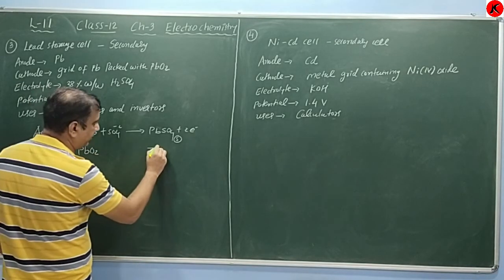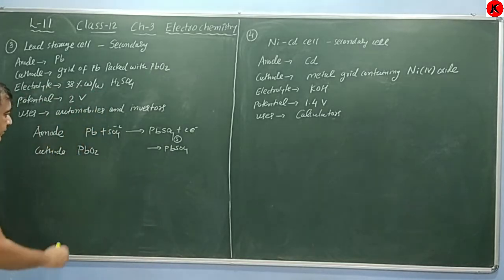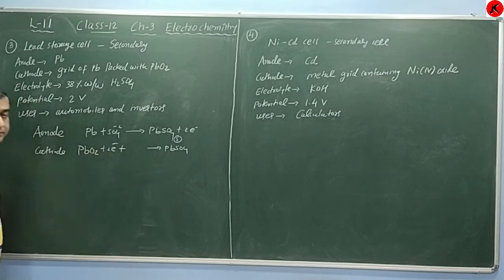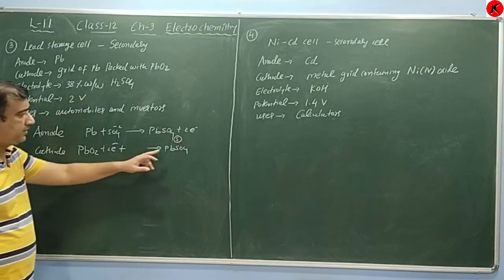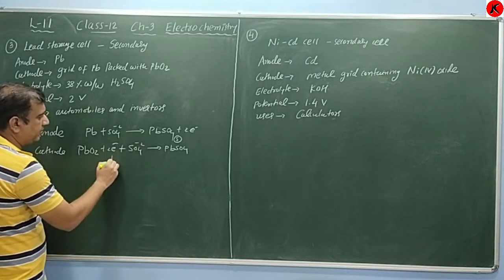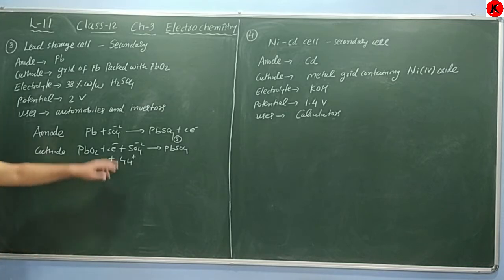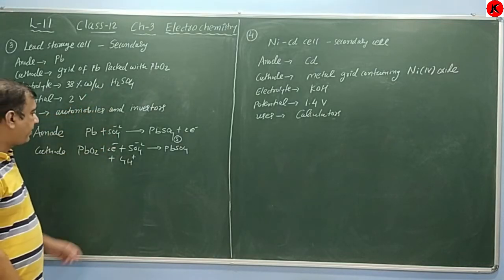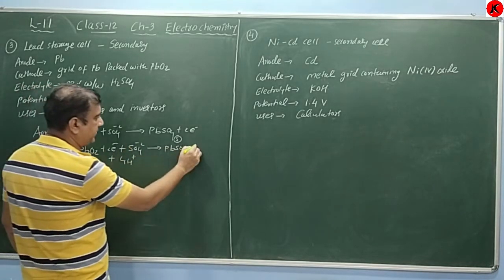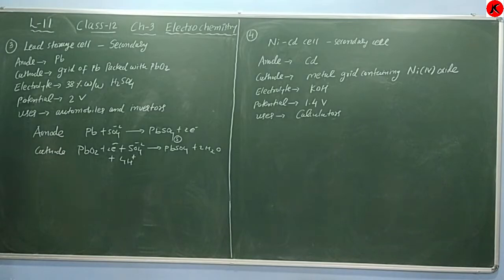Now at the cathode, PbO2 is there. PbO2 is also converted into PbSO4. This is a reduction reaction, that means the addition of electrons. For balancing purposes, SO4 minus 2 is there, again minus 4 charge, so H+ is added from the electrolyte. Here oxygen is 2 and 4, that is 6, and on the right side it is 4, that means addition of water.